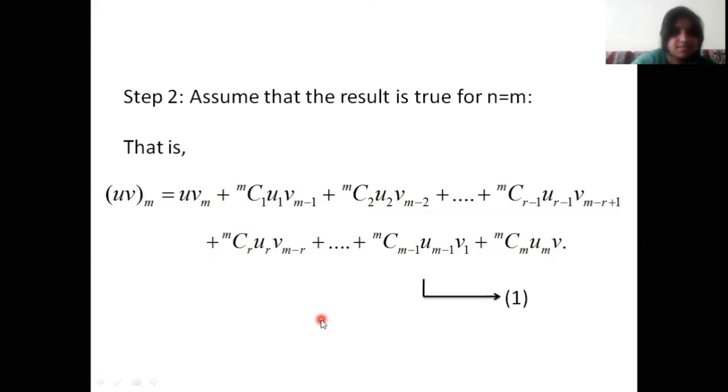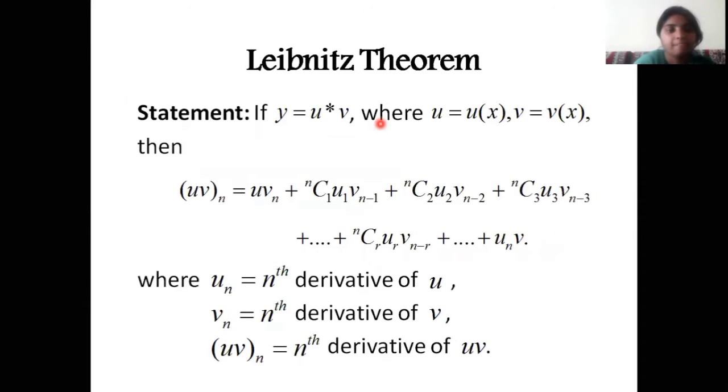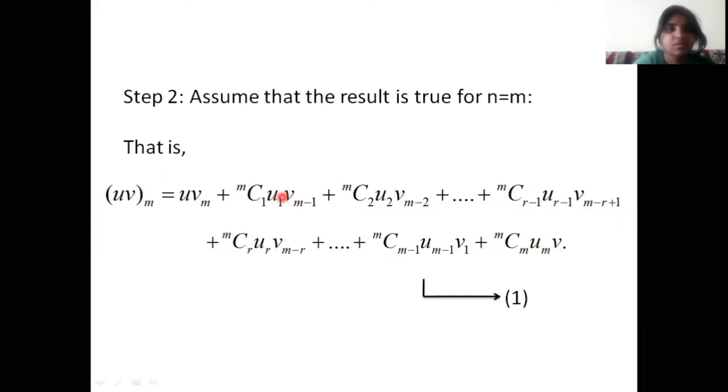And the next step in mathematical induction is we'll assume that the result is true for n equal to m. Step 2 is we'll assume that the result is true for n equal to m. So here I just replace n by m. If the result is true for n equal to m, then I'll be replacing this n by m. So this is what I have written here. Assumption of the result for n equal to m is so much. And I'll name this equation as 1. Equation 1. And here I have written this extra term.